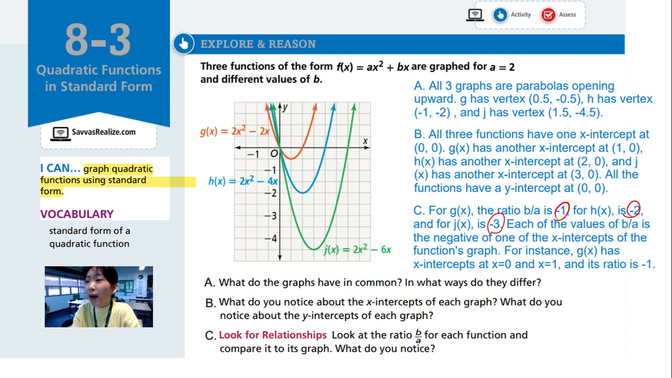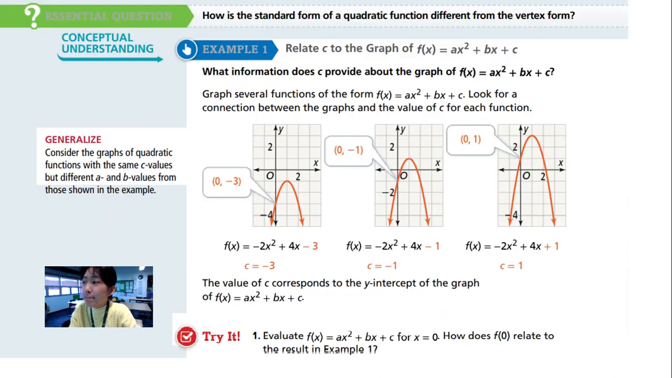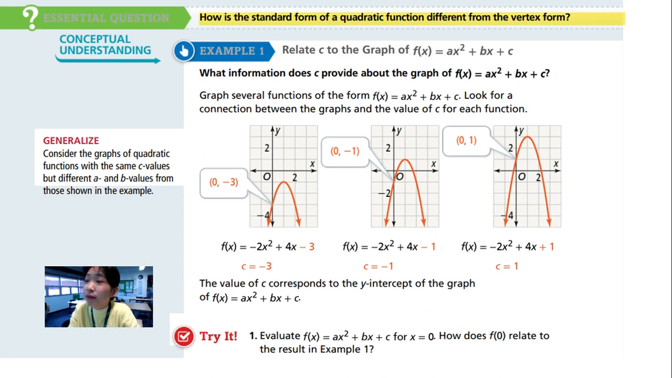Okay, so those are the patterns that we saw from these graphs that have different values for b, but have the same values of a. Let's look at the essential question. How is the standard form of a quadratic function different from the vertex form? We'll see. Let's look at example 1.